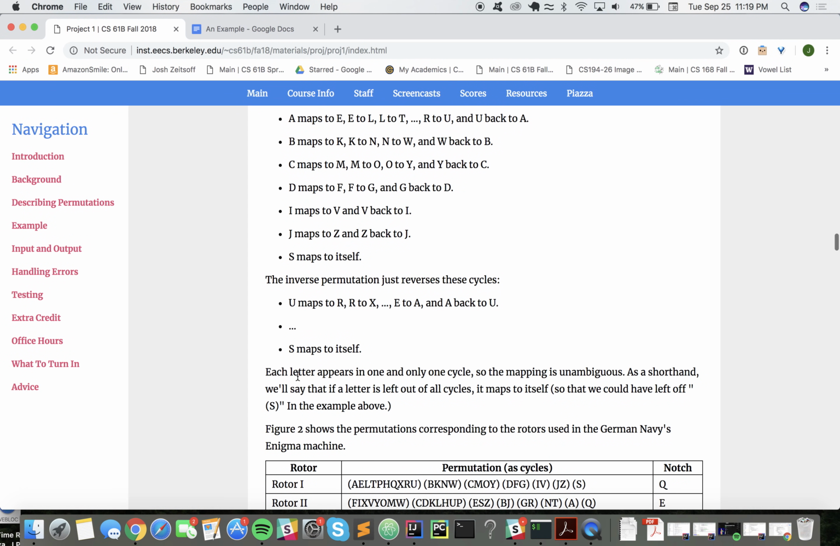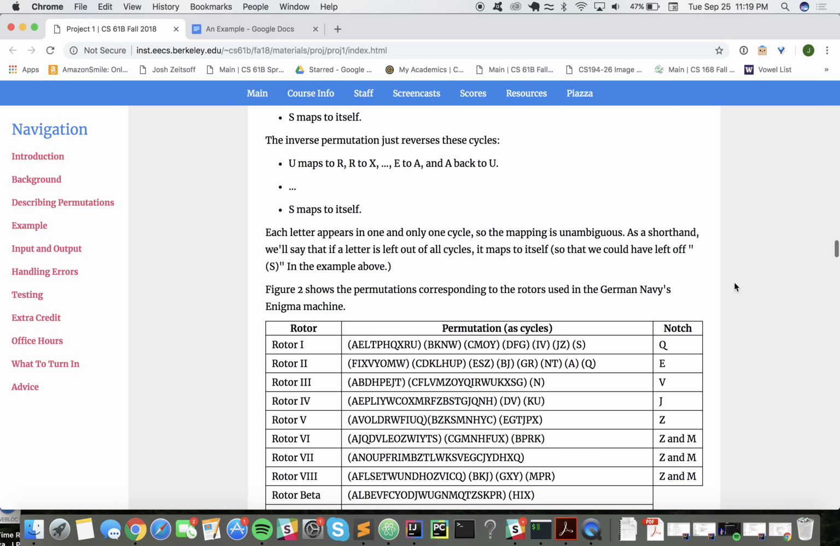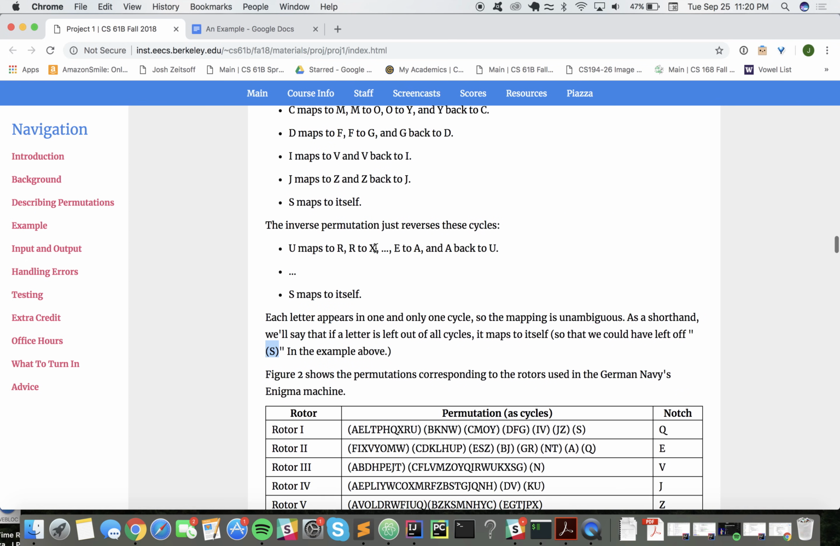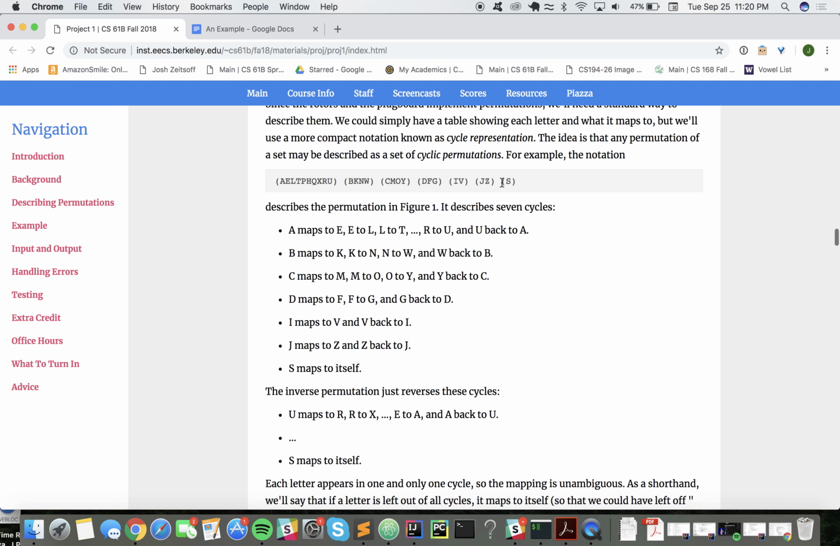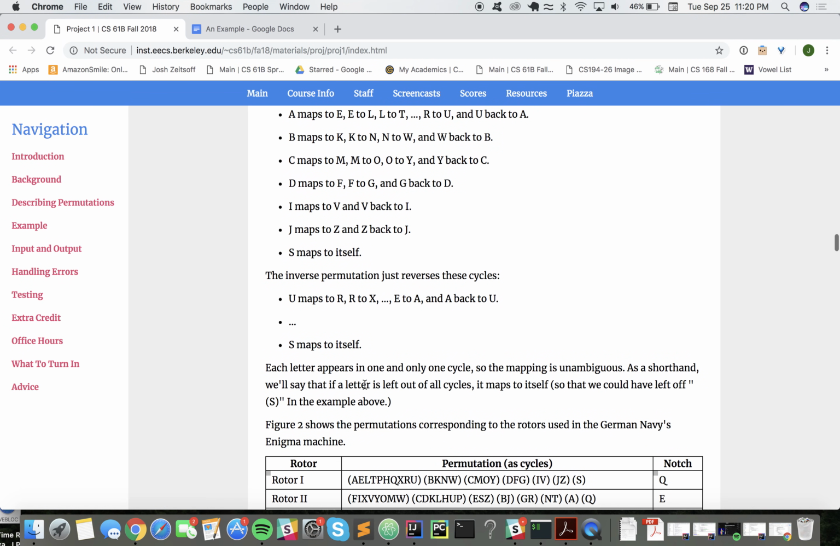One thing to note is that each letter should appear in only one cycle, so it's not ambiguous. So in this particular permutation, A only maps to E in the forward direction. There is no A in any other cycles here. Since we said S maps to itself and we chose to show that, we will also say that if a letter is left out of any of these cycles, so if the S actually never appeared, you could then assume that S mapped to itself. So if a letter is left out of all cycles, it simply maps to itself.